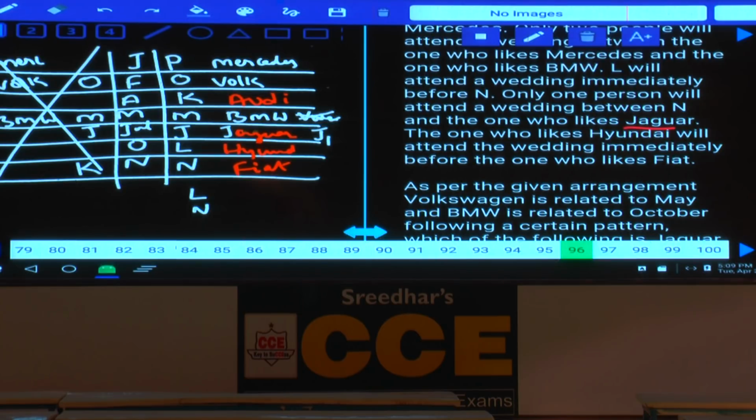Yes? Number series. Question numbers please. 41 to 45. Yes, any doubt in particular? Question numbers 41 to 45.